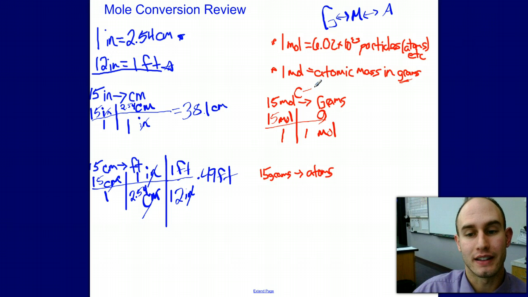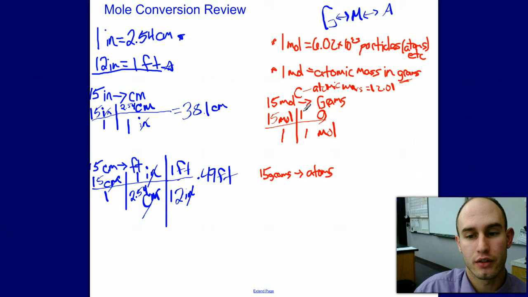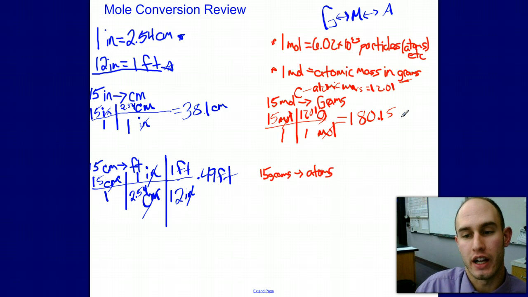Carbon, I need its atomic mass. If you look on your periodic table, the atomic mass of carbon is going to be 12.01. That's right off your periodic table. So I'm going to place 12.01 at the top. Moles cancel. 15 times 12.01 because I multiply across the top. And you receive 180.15 grams. Checking sig figs. I want to have 2 sig figs in my answer, so 180 grams of carbon. Box your final answer here.